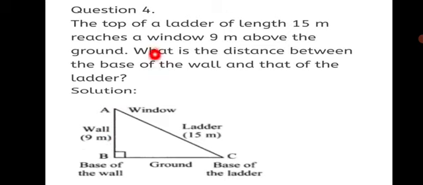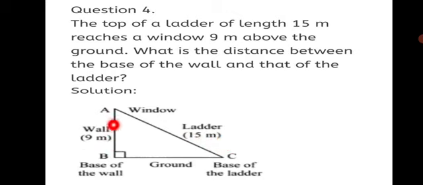Because the window is told in the question is 9 meter above the ground. That means there is a wall and this window is 9 meters away from the ground. So we got a wall which is 9 meter and the window on top. Then ladder is 15 meter. What is the distance between the base of the wall, which is B is the base of the wall, and that of the ladder? Base of the ladder is point C. That means we have to find BC here.